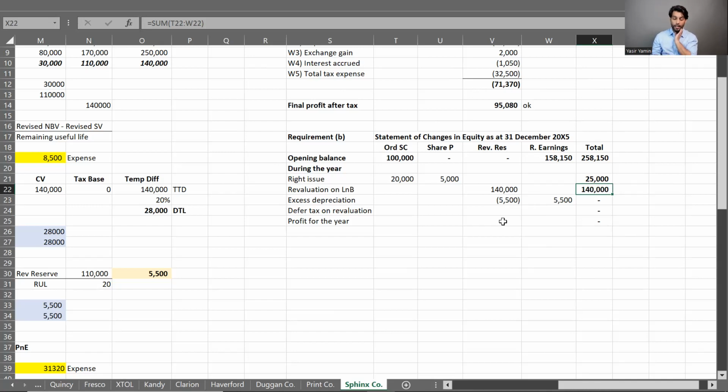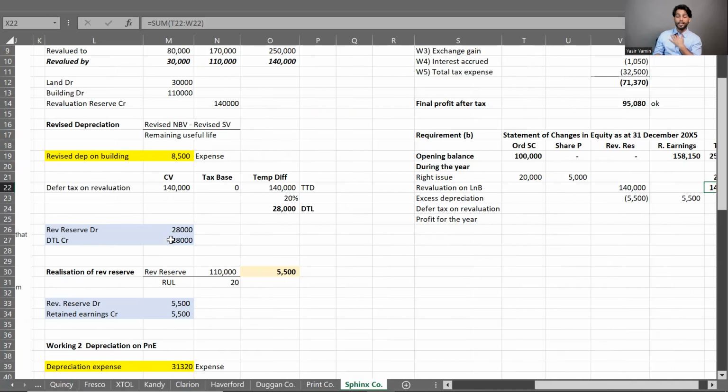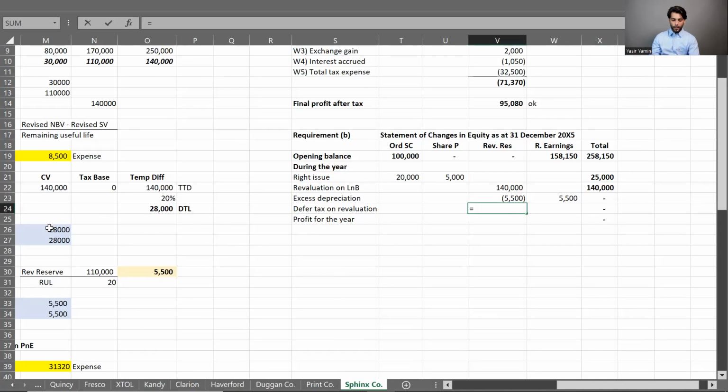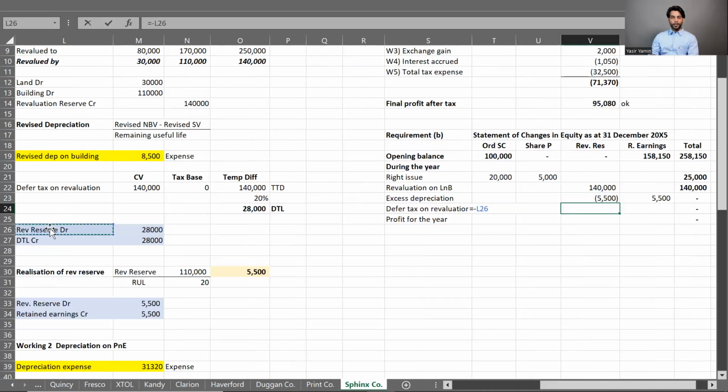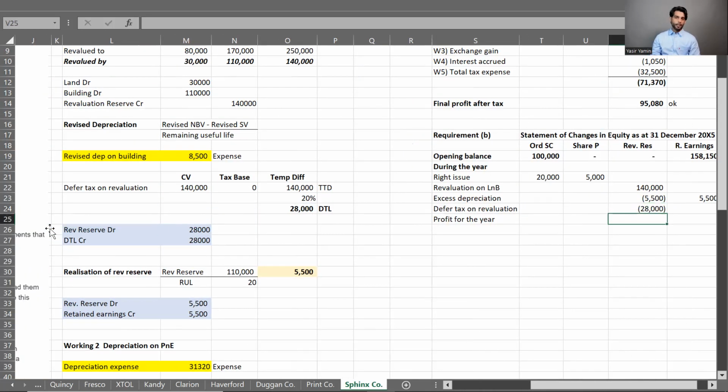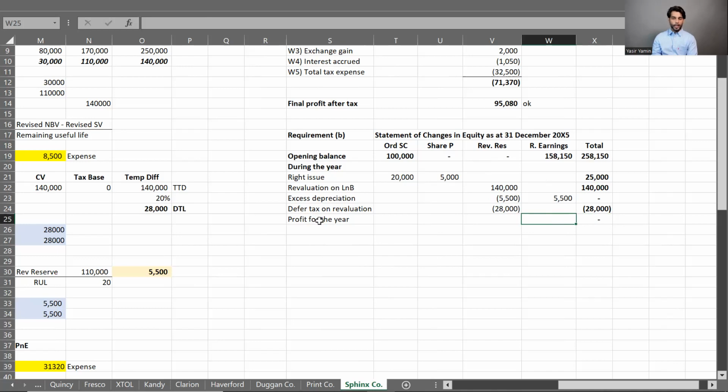And then there was some deferred tax on revaluation. The accounting entry for that was a deferred tax liability credit, and there was a debit: a decrease in revaluation reserve due to this deferred tax. So the tax has to be taken out of revaluation reserve as well, equals minus, go to this 28,000 and just link it. Your examiner will exactly know where you are bringing this number from. The last adjustment you need to make is that you have earned some profit for the year, and that will go onto your retained earnings cumulatively. That is 95,080, just linking it from above.